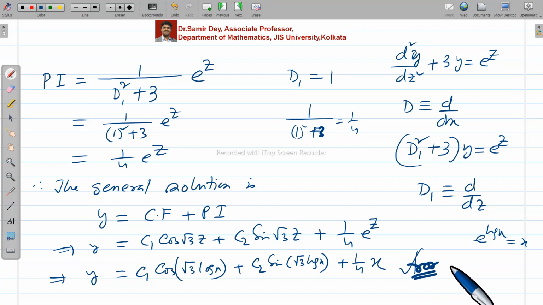Absolutely perfect. And don't forget to write the C1, C2 information. So write down C1 and C2 are constants. So now it is absolutely perfect. Okay, is it clear? So first you write down your PI part, then you write CF and PI, and then you replace. Last, all z should be replaced.